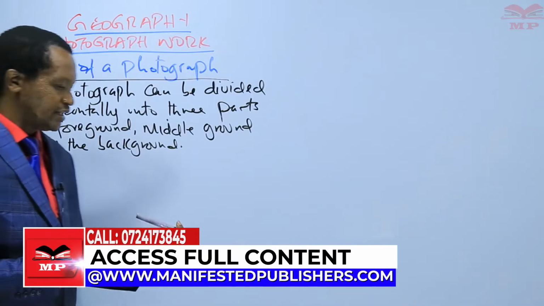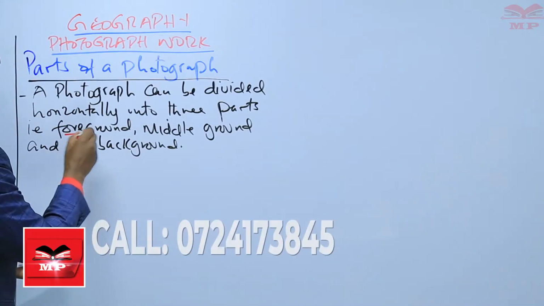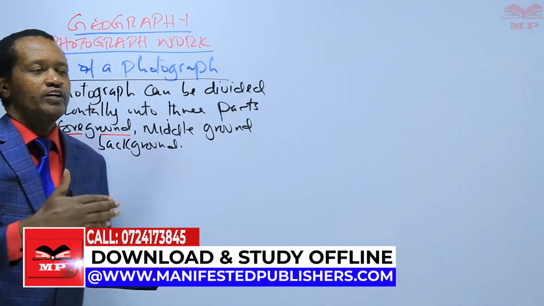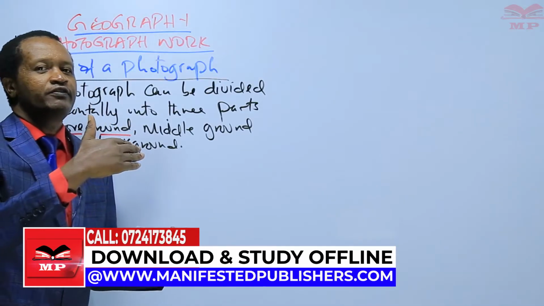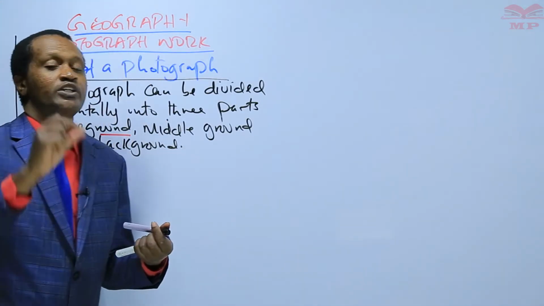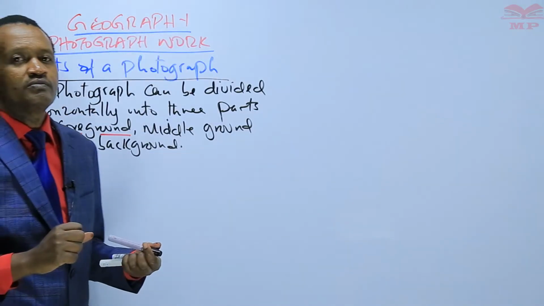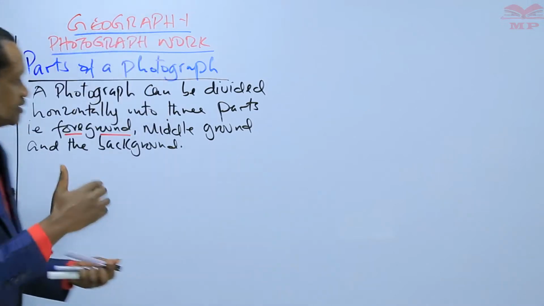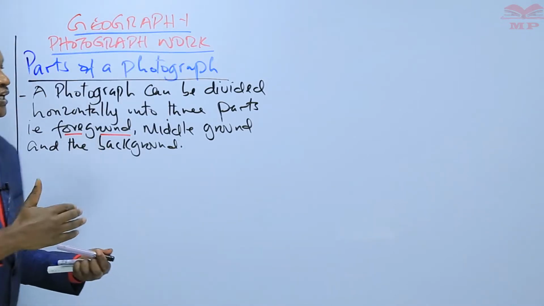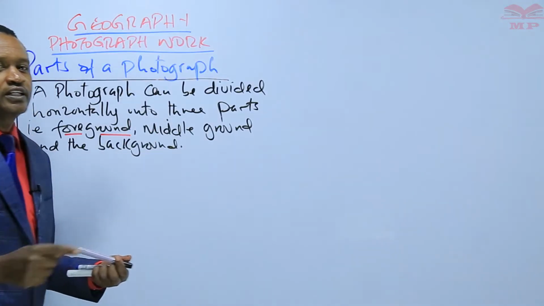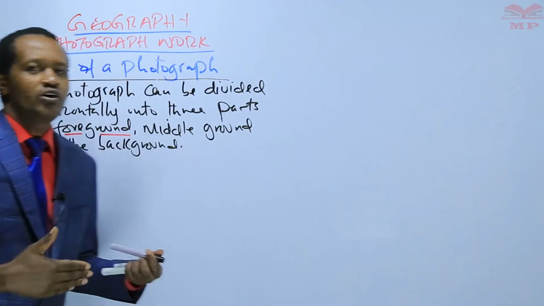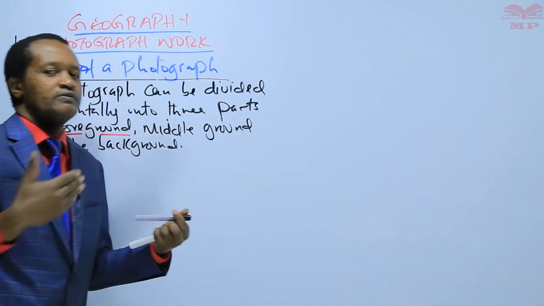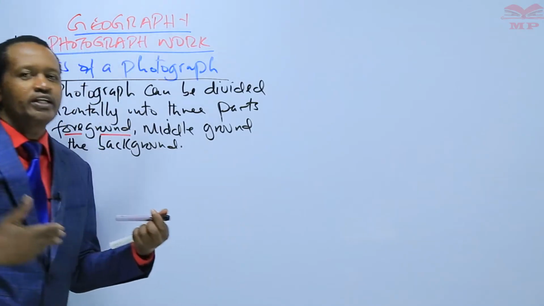Now, learners, the foreground is the area of a photograph at the front or nearest to the camera. I repeat, the foreground is the part of a photograph that is nearer or closer or at the front or nearest to the camera.